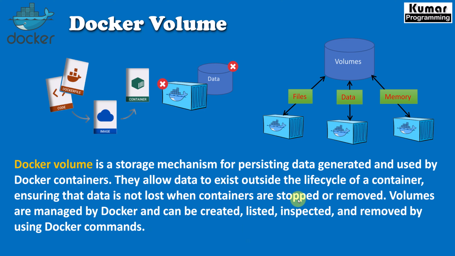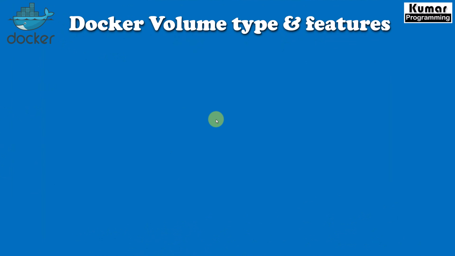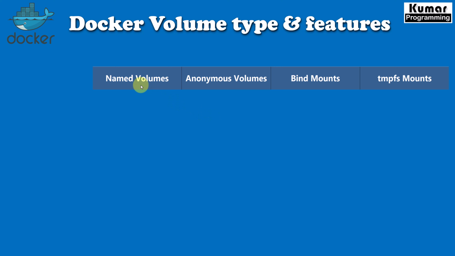Now let's move on and see how many types of volumes there are. Mainly we have four types of volume. The first one is named volume, where we are giving a name to the volume. The second one is anonymous volume. Anonymous volumes are the volumes for which we are not assigning any name. Those volumes are known as anonymous volumes.